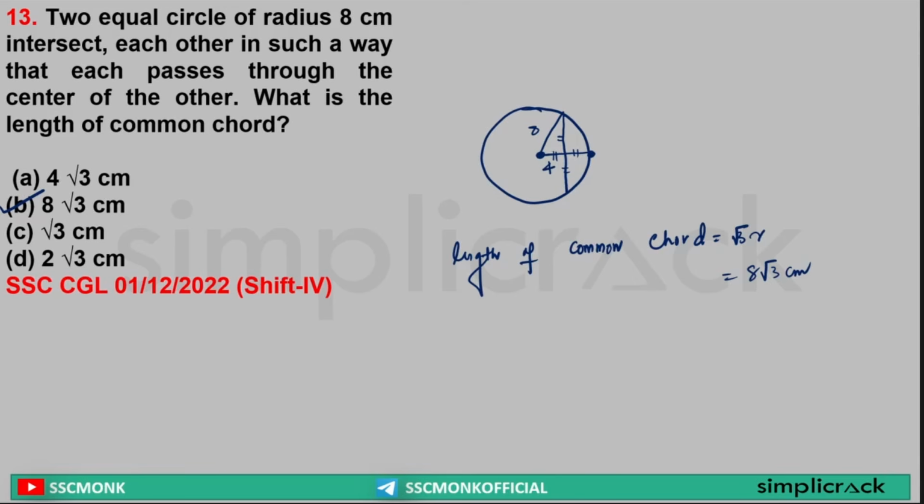This part will be 8 square minus 4 square, that is equal to 4 root 3. And this part will be the same, 4 root 3. So the total is 8 root 3 centimeter. Clear? So whenever you encounter this sort of question, you can figure it out this way, even if you forget the rule.